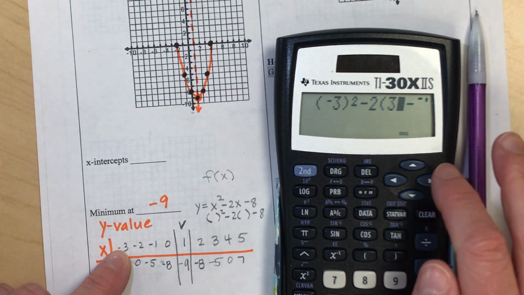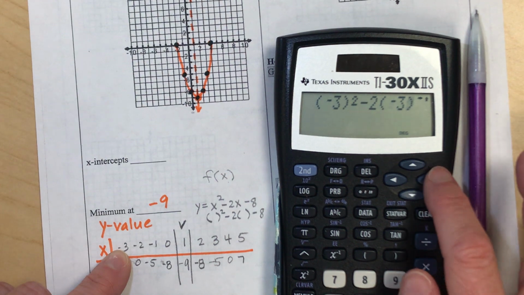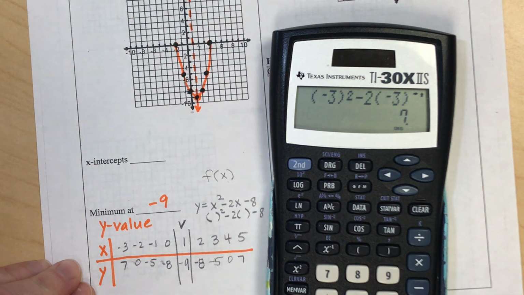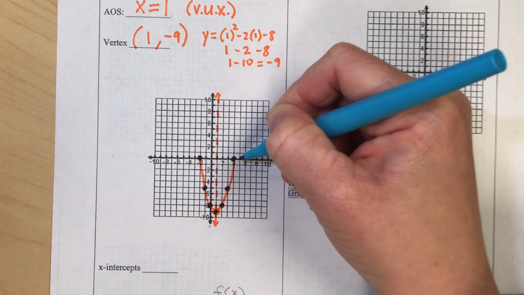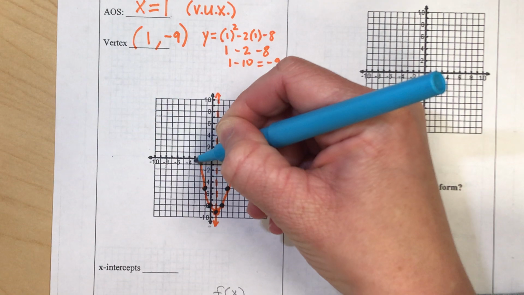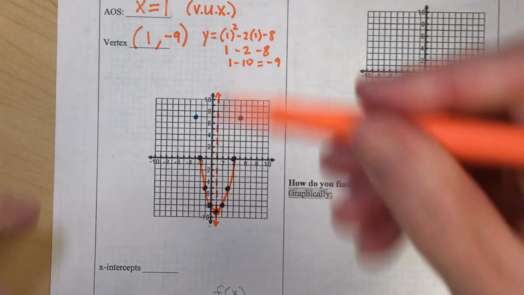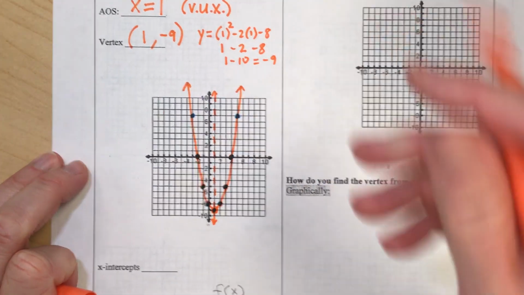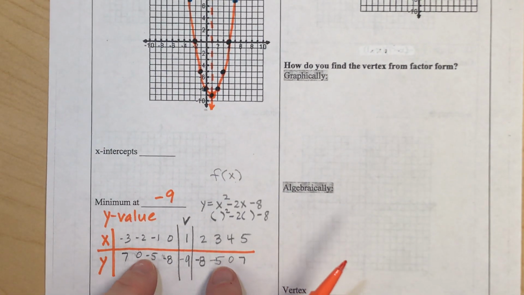So if you want to put the 3 first and now insert, make sure you're on the 3. You hit second insert and the negative, and that makes it negative. And now I will hit enter, and I should get the same thing, 7. So I'm going to plot that point on my grid here. 5, 7, and -3, 7. So based on symmetry, it's going to get wider and wider by the same amount on either side of your vertex. So notice how those outputs were the same.